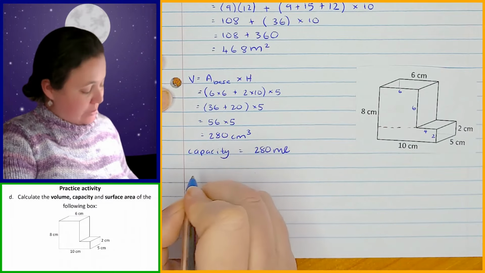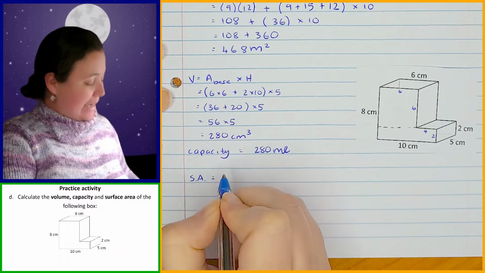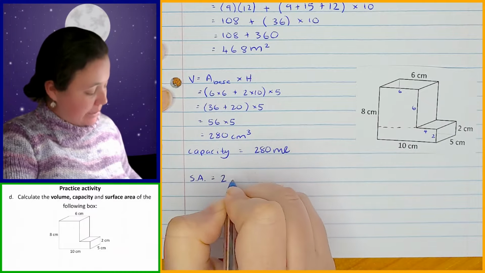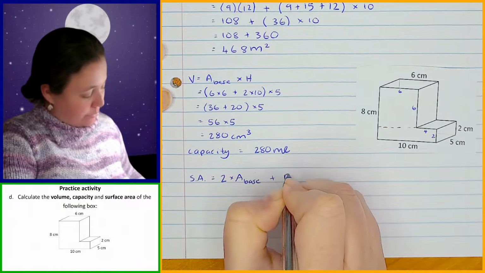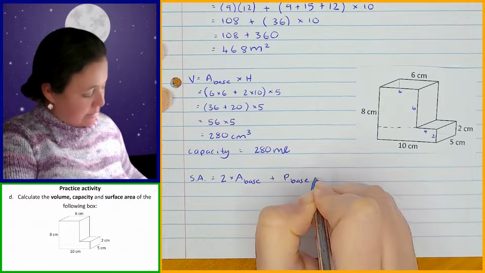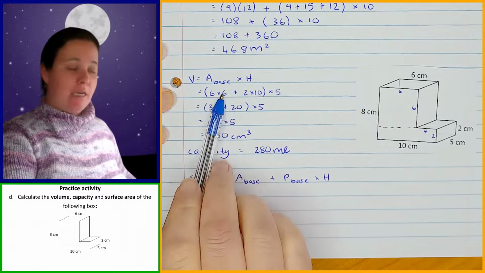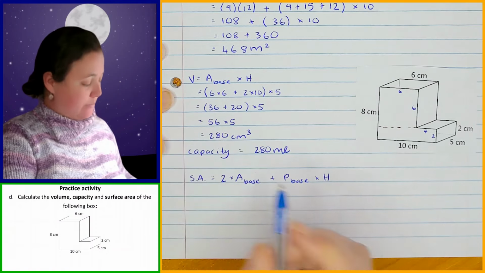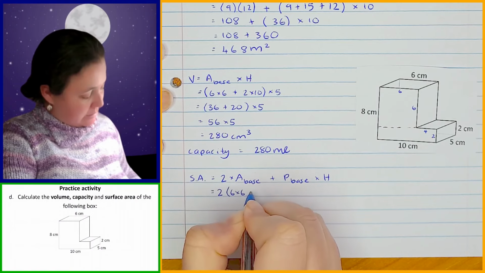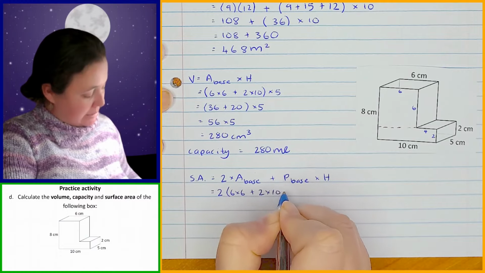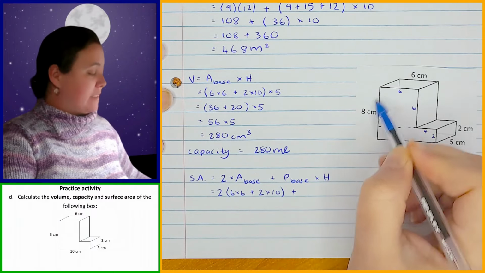Now let's go on to our surface area. Okay, so for the surface area, again, I've got 2 times the area of the base plus the perimeter of the base times the height. Okay, so now the area of the base is exactly what I did over here. I'm not going to do anything differently to what I did over there. Okay, so 2 times 6 times 6 plus 2 times 10 plus the perimeter of the base is now just all of the sides added up.